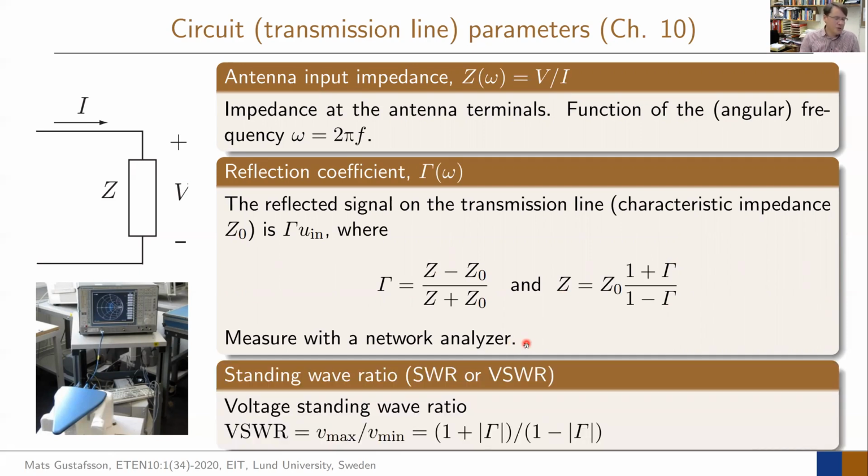Standing wave ratio was one thing that we saw in this picture before, where the wave goes a little bit up and a little bit down. This is a quantity that takes the quotient between those two. That's called the standing wave ratio, and it's also related to the reflection coefficient.